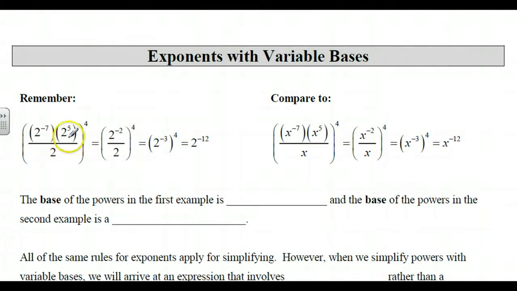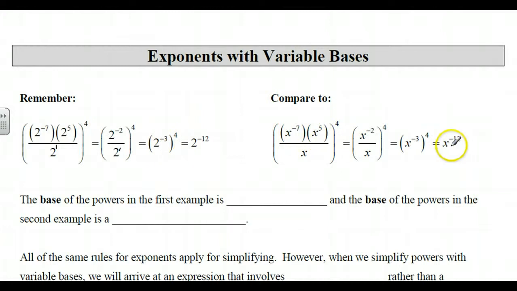Exponents with variable bases. If you look at this expression, you can see how we're simplifying inside the brackets. First, multiplying powers with the same base, you add. Negative 7 plus 5 is negative 2, divided by, remember this is a 2 to the 1 here, so you now have a quotient: negative 2 minus 1 is negative 3, and power to a power gives you 2 to the negative 12. Would anything happen differently if the base was a variable instead of a number?